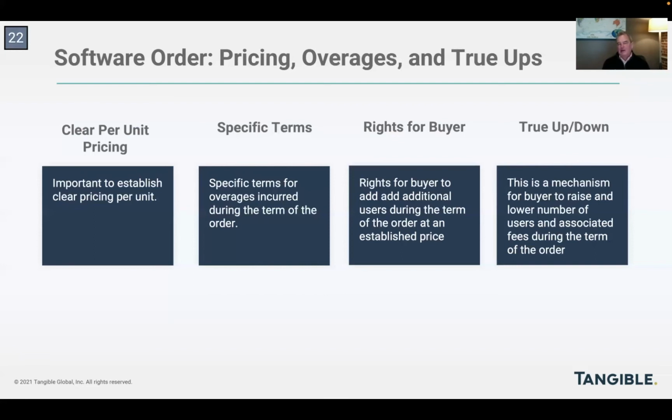Likewise, the buyer may experience corporate events that cause them to want to add additional users during the term at a particular price or roll users off. And here we're talking about major corporate events like an acquisition or a divestiture. And the order should have some kind of indication of what happens for those major corporate events.